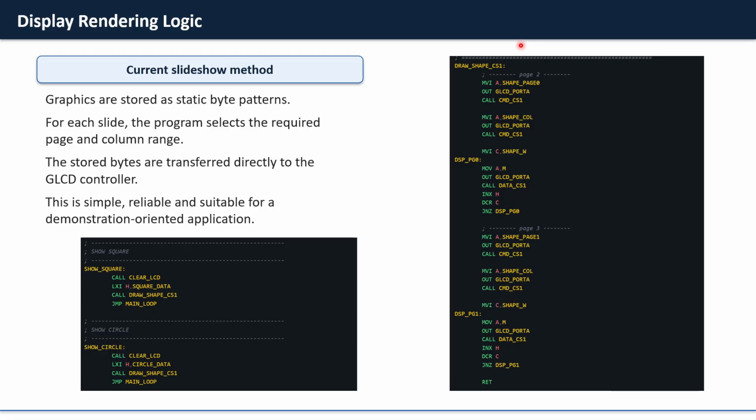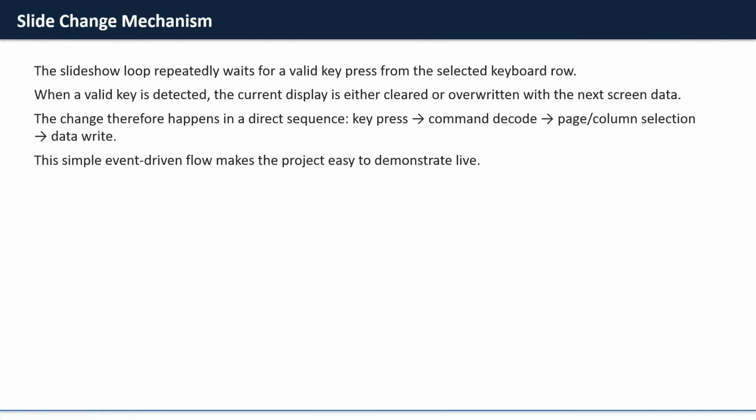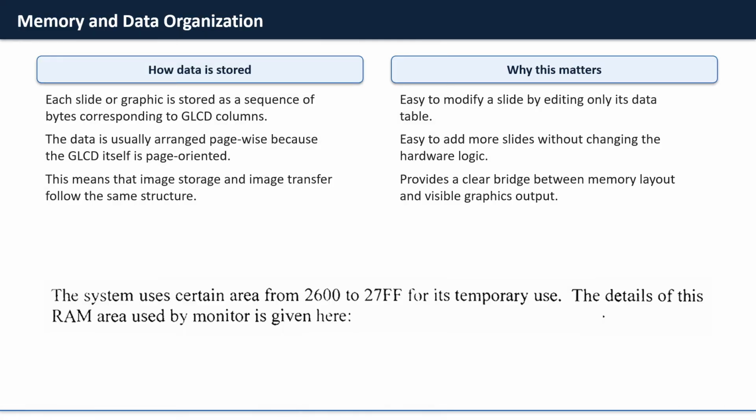Right now we are only rendering simple shapes, and it is easy to render just on CS1. If we wanted to render real images on the pixels on the GLCD display using all the pixels, we can just save the data on RAM and configure both our CS1 and CS2 to interact and show the output. The slide change mechanism is based on the key press, the command code, page column selection is done, and the data is written to the GLCD. Now we will move on to the demonstration of this slide.